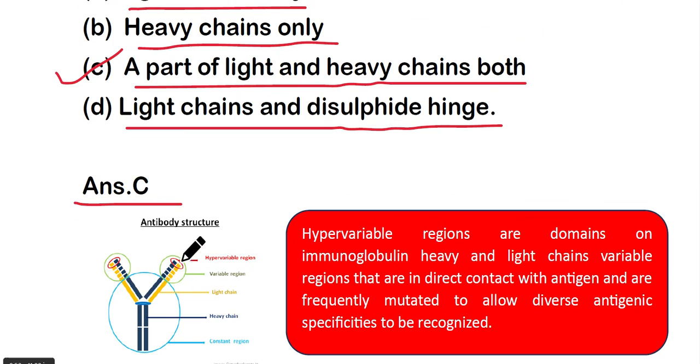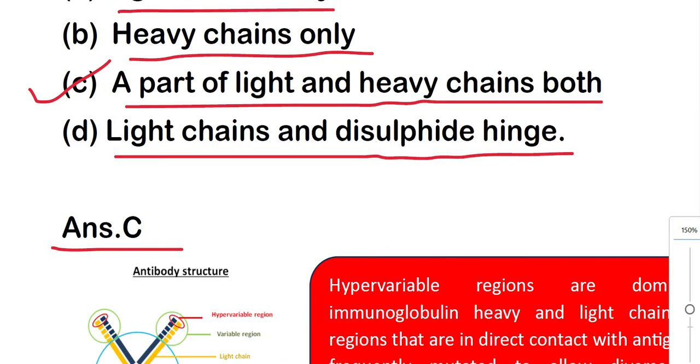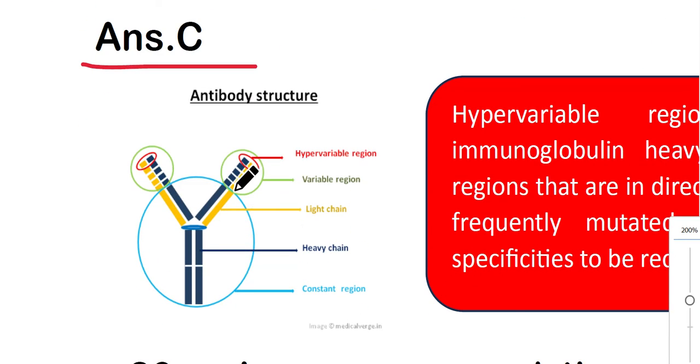So here we can see the antibody structure. Here we will zoom in. Here you can see this is an antibody structure, and this blue part is the heavy chain and this yellow part is the light chain, and the hypervariable region is here. This portion is the hypervariable region of both light chain and heavy chain, and that's why it is composed of light chain and heavy chain, where the antigen binds with this antibody.